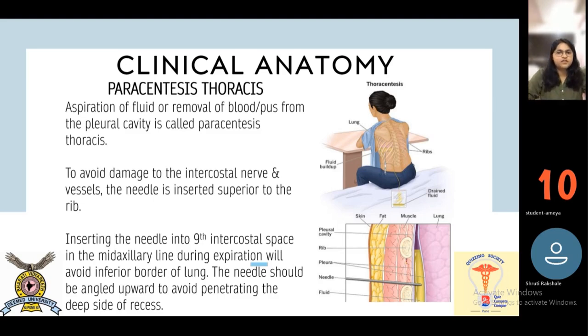Inserting the needle into the ninth intercostal space in the mid-axillary line during expiration will avoid the inferior border of the lung, and we can try to avoid the injury. The needle should be angled upward to avoid penetrating the deep sides of the recess.